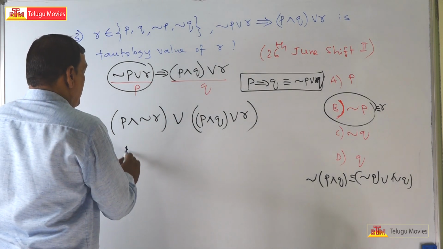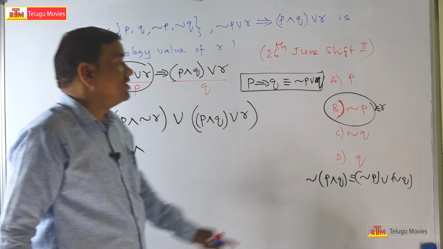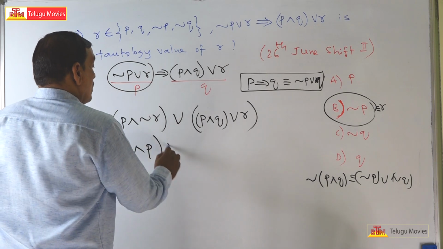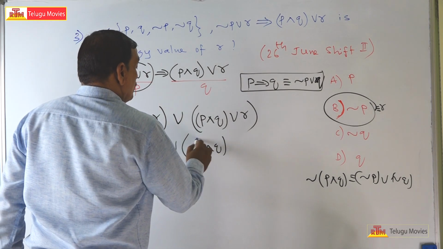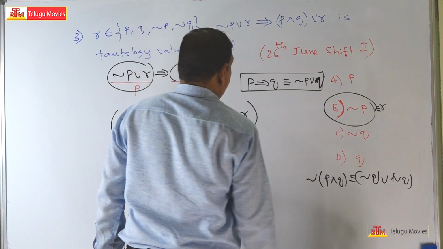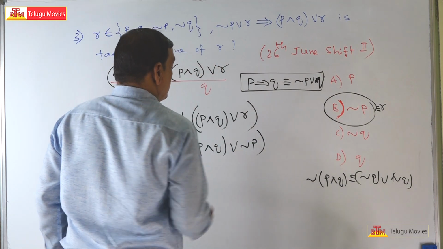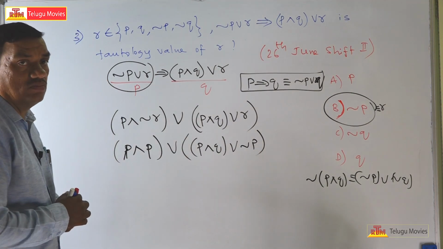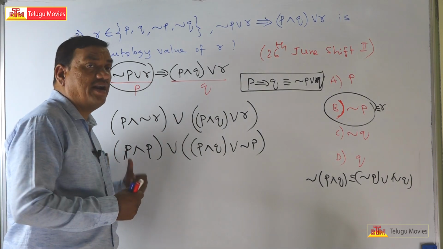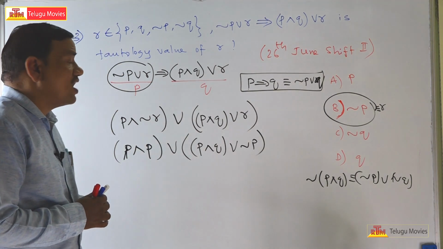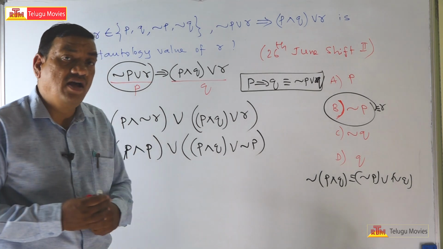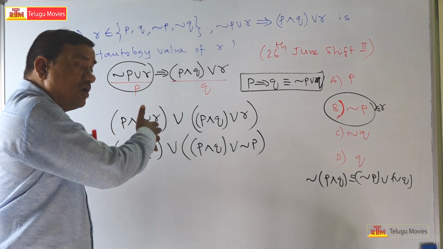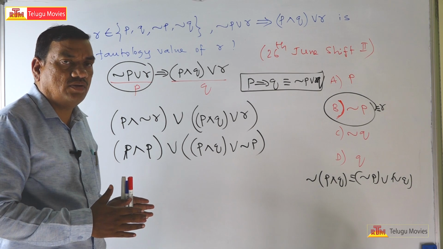So that is equal to P and negation R, which means P. P and P, or P and Q, or in place of R I am putting negation P. Generally P and P is P only. Students will start preparing the truth tables, but there is no need to write the truth tables.